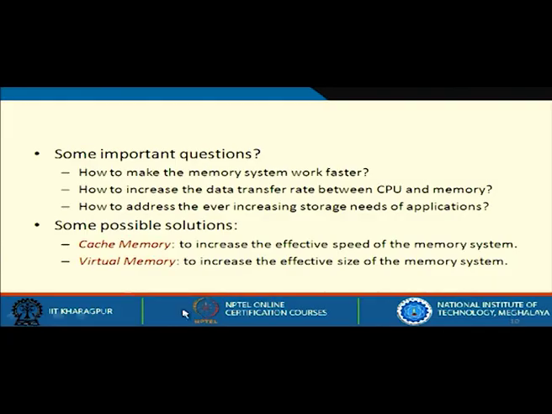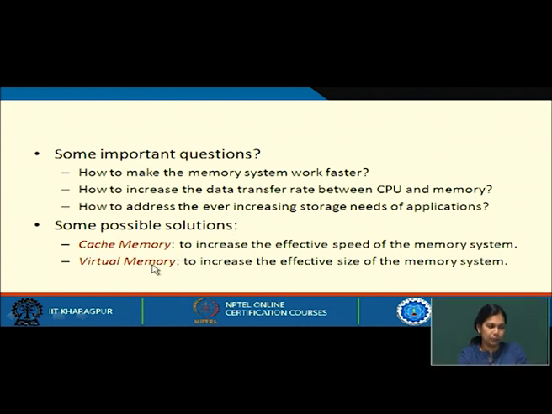The first issue is how we can make this memory work faster, how we can have a larger memory, and by all these things how we can reduce the speed gap between processor speed and memory speed. Some possible solutions are cache memory and virtual memory. What a cache memory does, we will be looking into in detail in later weeks, but what it does is it increases the effective speed of the memory system.